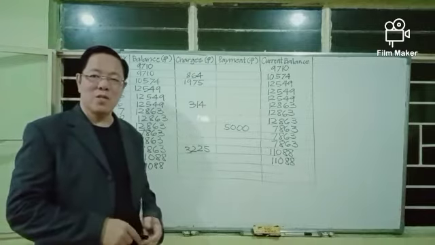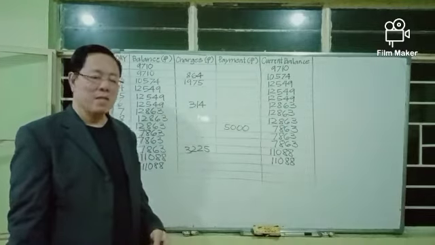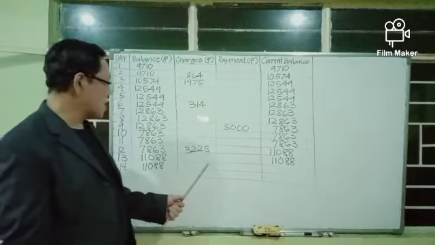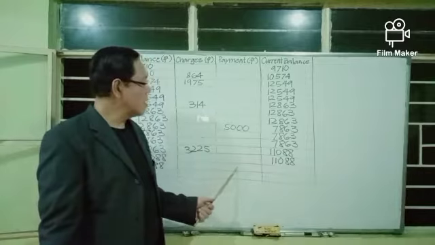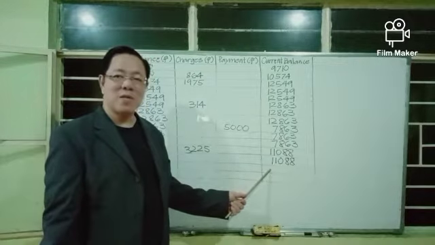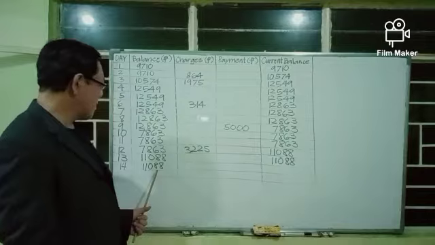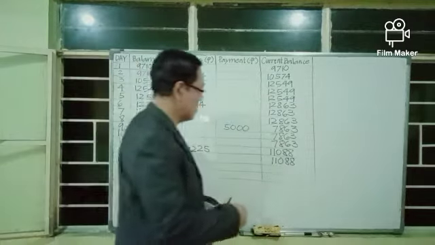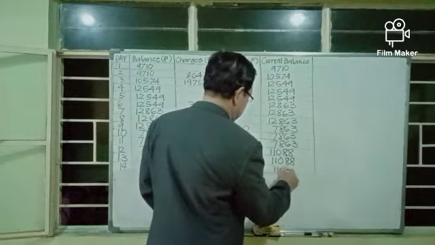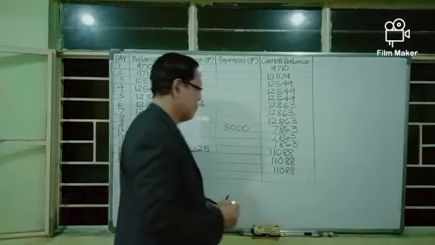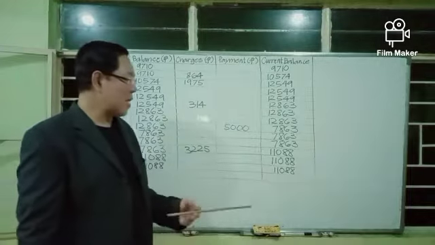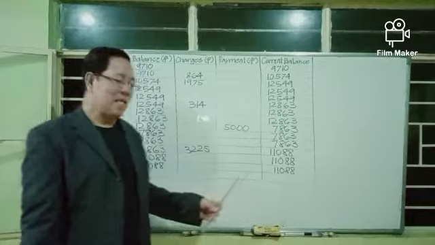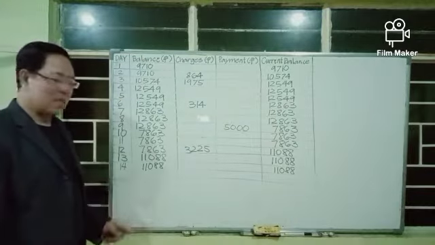Again, there was no transaction made on November 14 using her credit card. So her credit card was not charged on November 14 and she made no payment on November 14. Therefore, at the end of November 14, her current balance would be the balance at the beginning of November 14, 11,088 pesos. And this amount of 11,088 pesos at the end of November 14 would be her balance at the beginning of November 15.